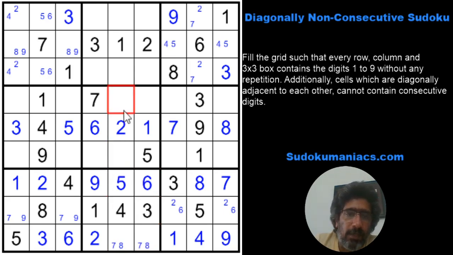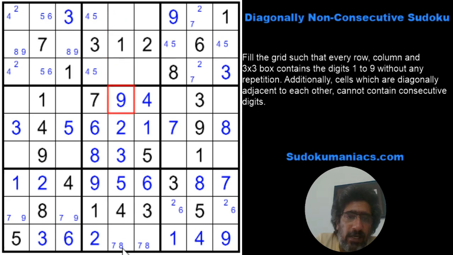4 cannot be in these two. Oh, we have a 5, so this also cannot be a 4 because it would be diagonally, right? So I get a 4 here, 4, 5. So this becomes a pair of 4, 5 with a final 8, right? So that's my 3 and a 9.